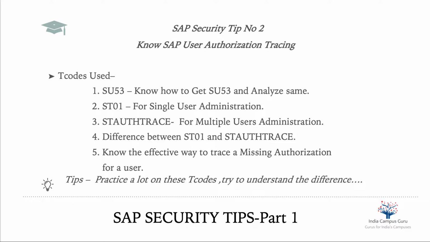I think these are the ways to find out what is missing from an authorization perspective for a user, because that's the one thing you're going to get while working on a project. You have to trace issues, and you have to fix production issues, right? So make sure you do a lot of practice there. And as I said, I would probably put out some other videos going deep into those T codes.